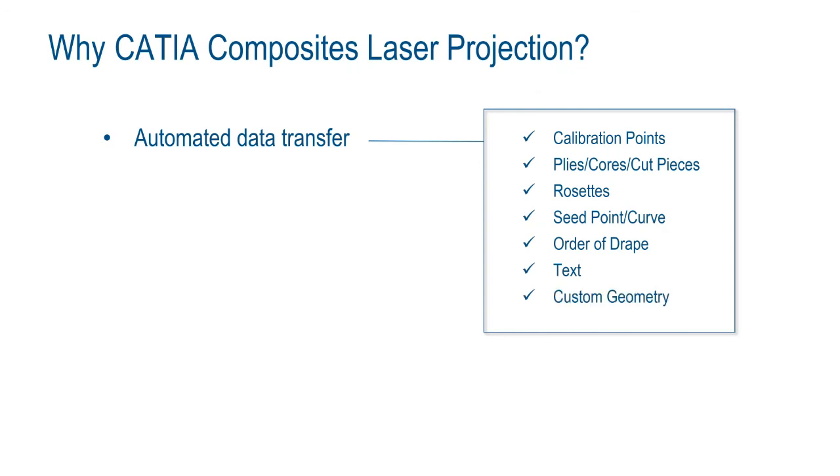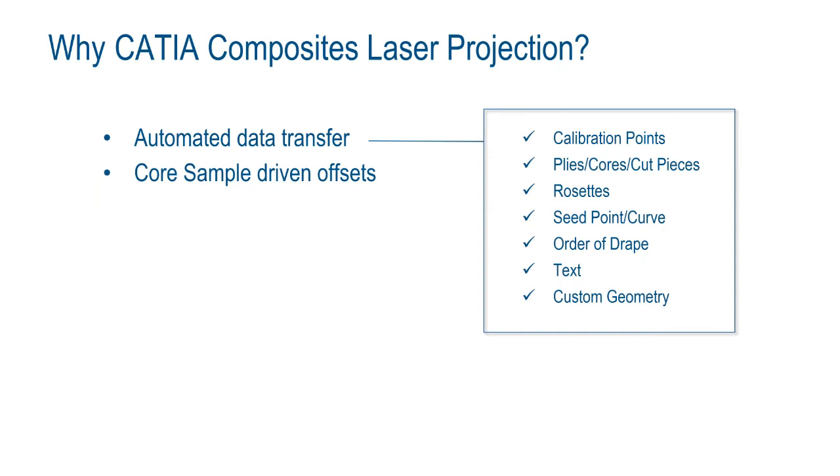And finally, we have custom geometry, which could be any collection of points, lines, curves, etc., that would help to communicate between engineering and the shop floor. These things work together to contribute to a model-based workflow that might eliminate or reduce the need for ply books.